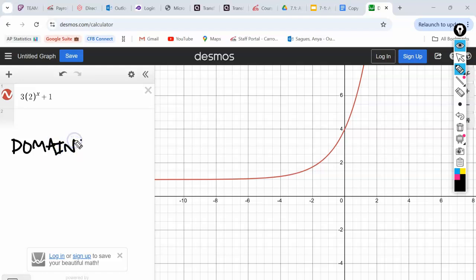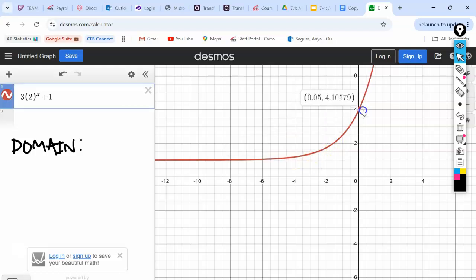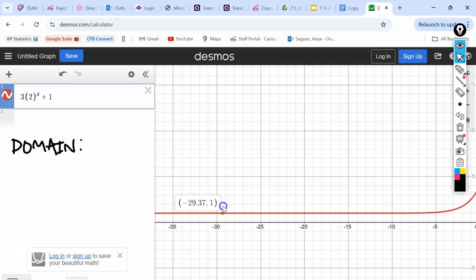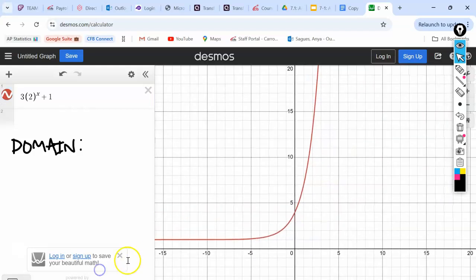And so when I'm looking at domain, remember that domain is x values. The way that we can use our graph to check out what the domain is: picking a point in Desmos and see how we can slide the points. All right, so start from somewhere and then go all the way to the left side and pay attention to the x value, so the first number in the ordered pair. If I'm looking at that first number, it doesn't look like it's going to stop anytime soon. So if it doesn't look like it's going to stop, it's going to the left forever.